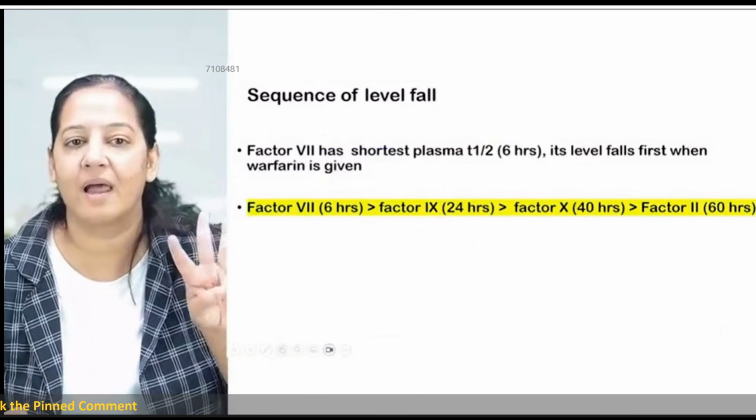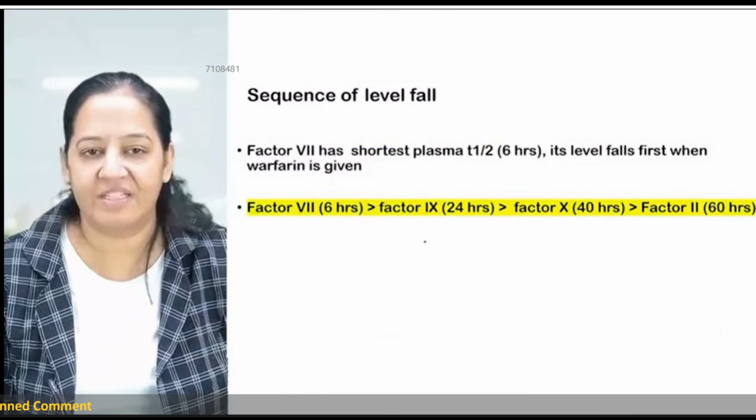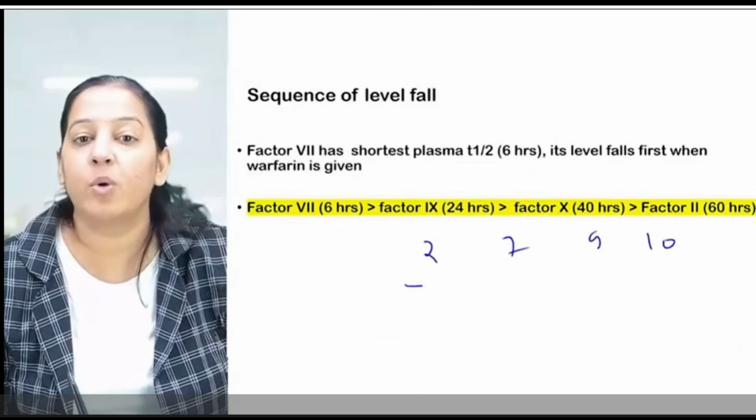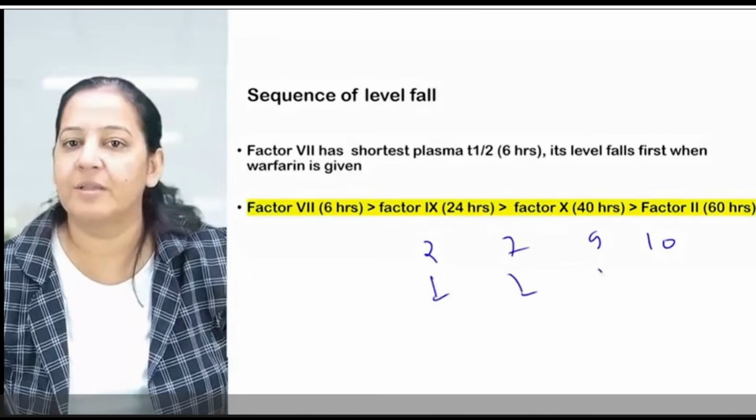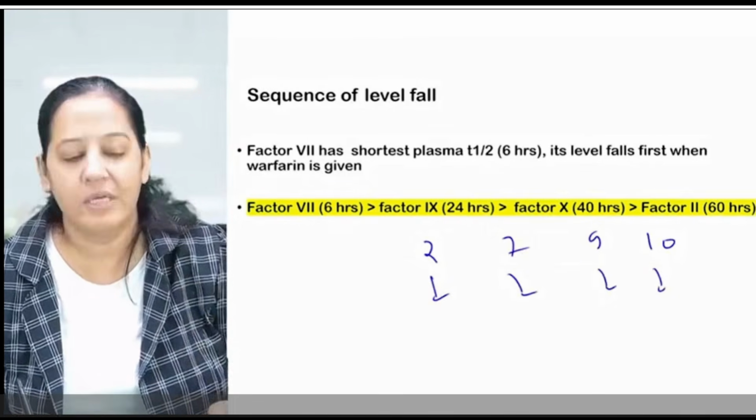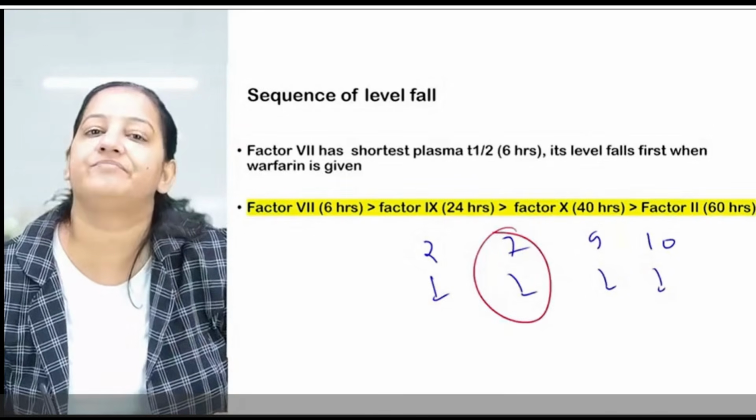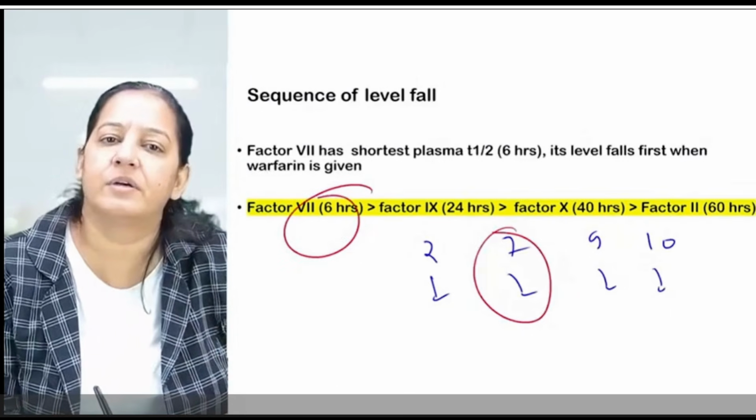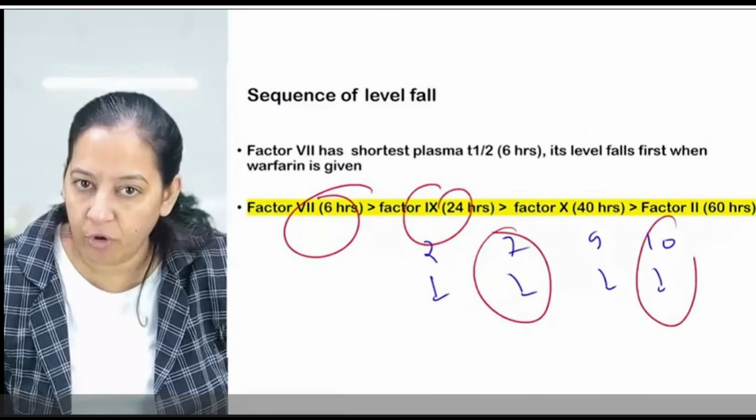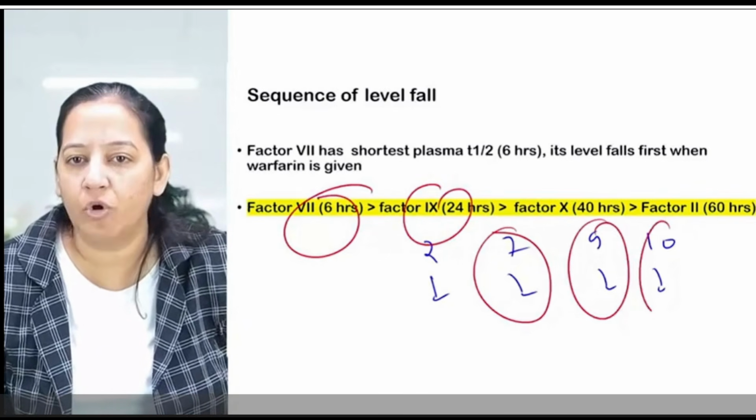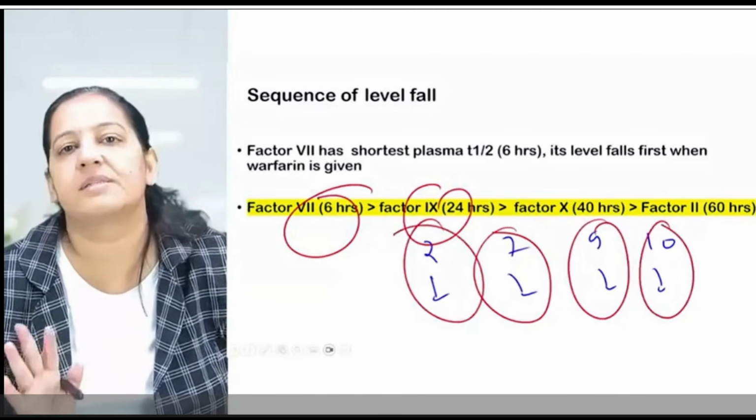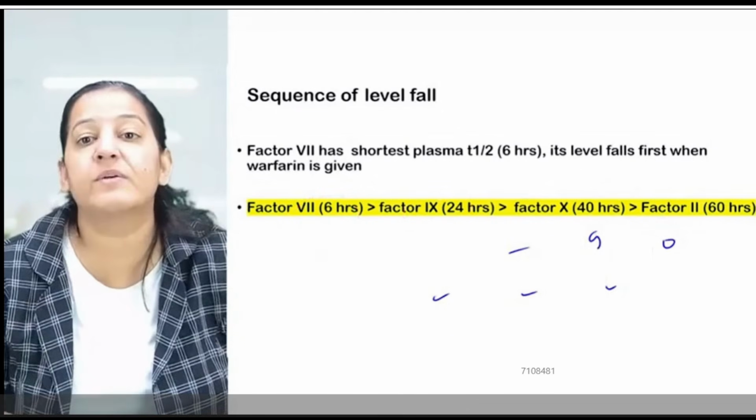And the third and last concept: it inhibits 2, 7, 9, 10. But what is the sequence of inhibition? What is the sequence of their fall? All of them will fall in the blood, but first of all, which one will fall? The shortest half-life is factor 7. 7 will fall earliest, followed by 9 and 10, and then 2. What is the sequence of their half-lives?